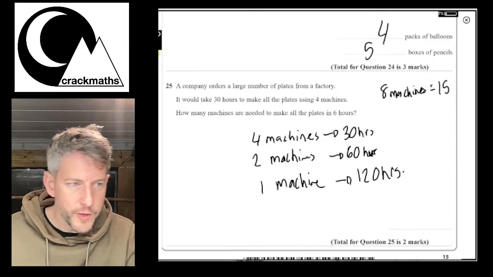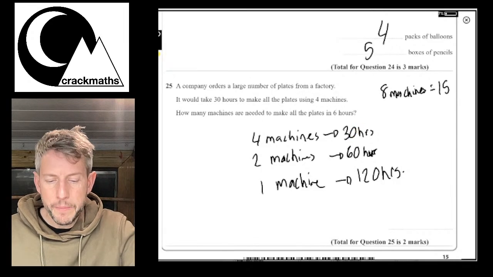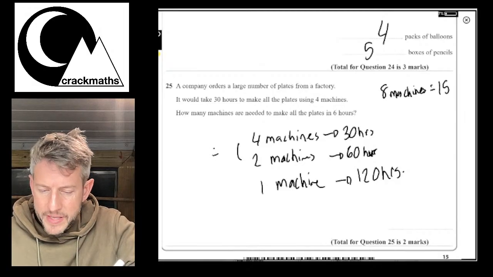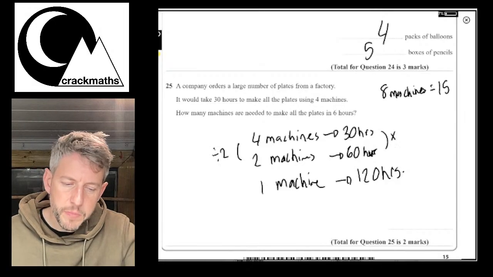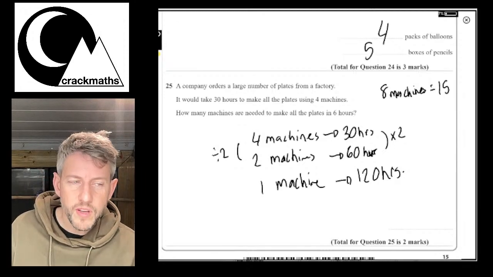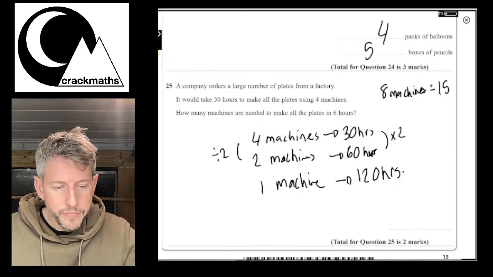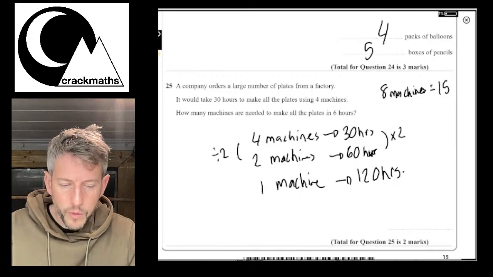I know what we need to do. We need to get this to be a 6. Do you notice what's happening here? If we divide this by 2, we times this by 2. So this is called inverse proportion. What we're doing to the one side is the opposite of the other. So we need to get to 6 hours doing this.